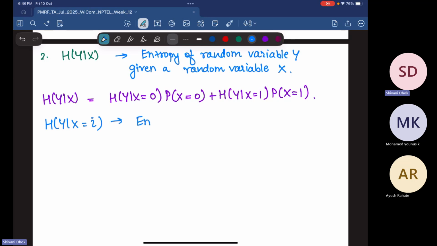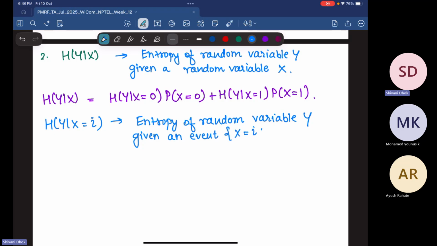This is the entropy of random variable Y given an event that X equal to i, where i belongs to 0 and 1.